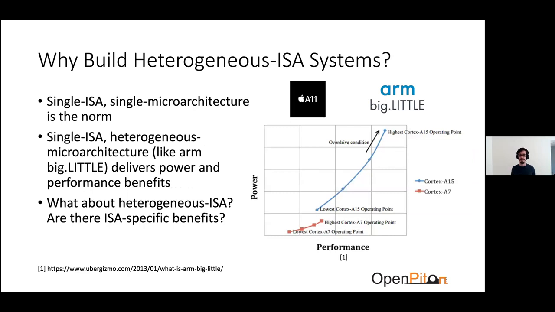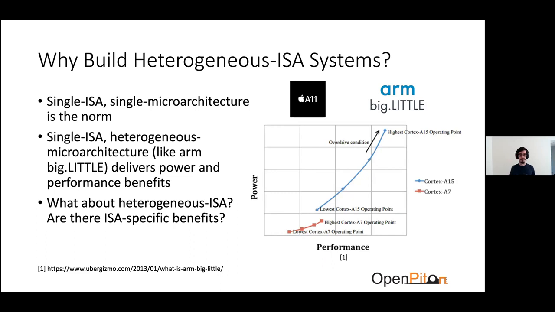Why might we be interested in heterogeneous ISA? Well, let's start by talking about where we're coming from, right? The original multi-cores and the original many-cores were single ISA, single microarchitecture machines, right? You basically just design a core and then you stamp out a bunch of the core and you connect them together with some kind of interconnect.